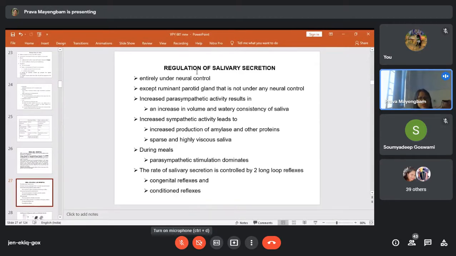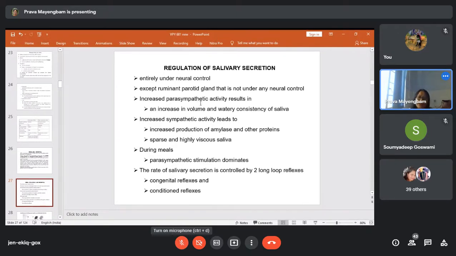Who is going to regulate the secretion of saliva? Say how the secretion is regulated. So salivary secretion is entirely under neural control. That means this whole process of salivary secretion is under nervous control, except for the ruminant parotid gland, which is not under neural control. So you remember this, that the parotid gland in ruminant animals, their secretion is not under neural control.